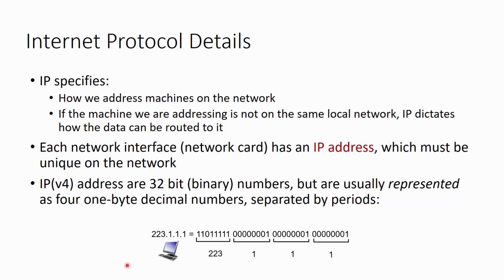And if that machine that we're addressing is not on the same local network, then IP is going to dictate how the data can be routed to it. So that's this organizational addressing that is built up by IP.